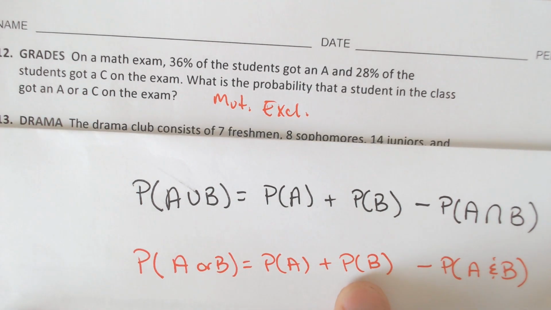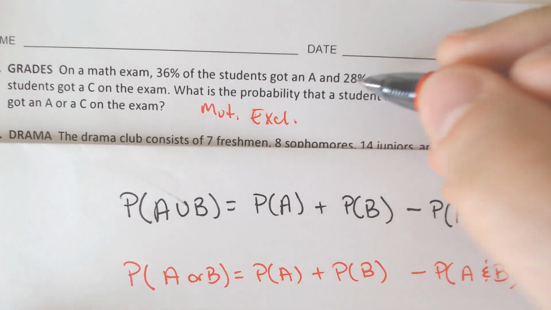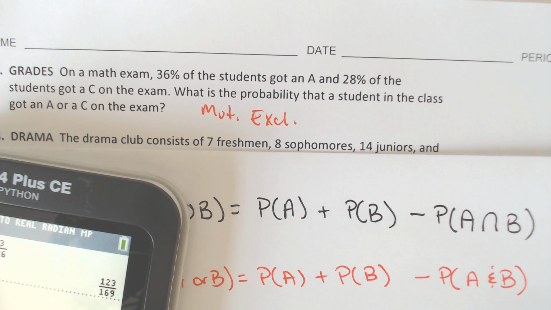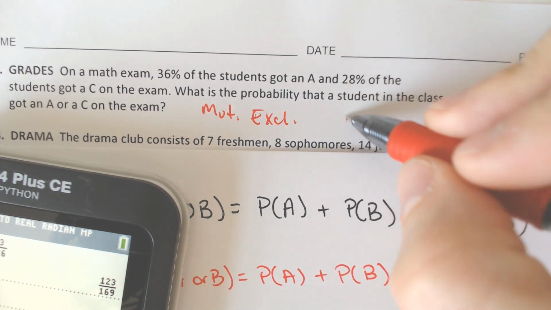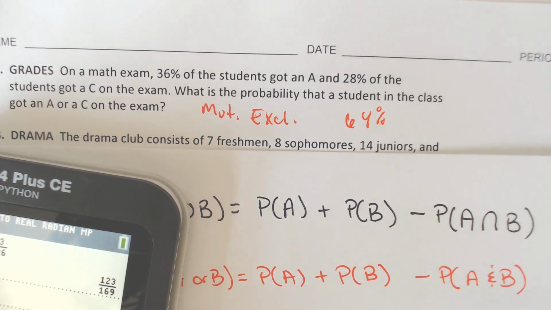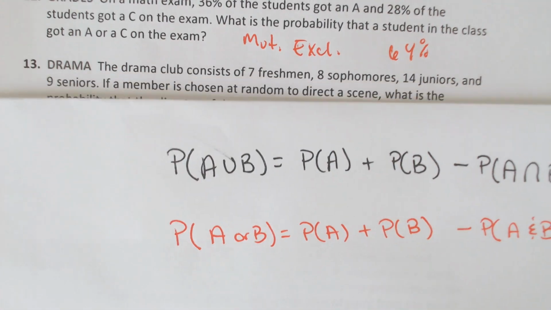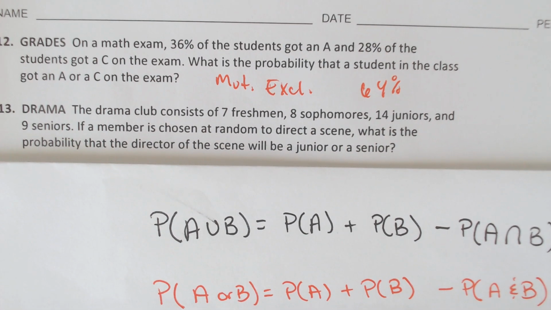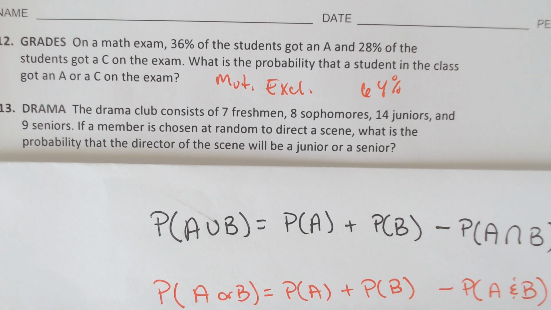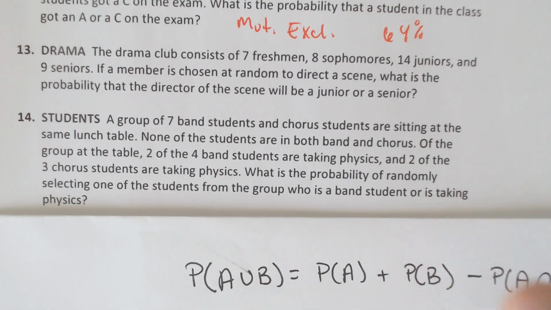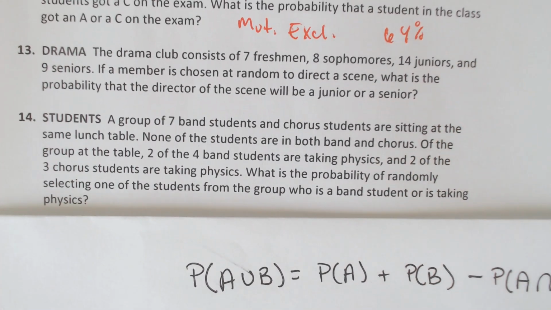Which means you don't need the whole formula. You only need the A and the C added together. So if you add 36 and 28 together, 36 plus 28, you get 64%. Perhaps we should do another one. That was a little too easy. That one also is mutually exclusive, so I don't want to do that one.